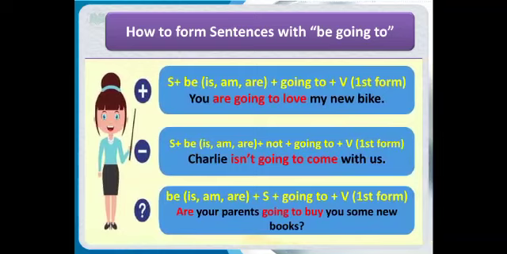Then is, am, are, subject, going to, and verb's first form. It is the sentence structure of questions or interrogative sentences. Are your parents going to buy you some new books? So here is a question. What we are going to do is put am, is, are, these three helping verbs, at the start of the sentence. Then we will put the subject, going to, then verb's first form, and then the rest of the sentence.